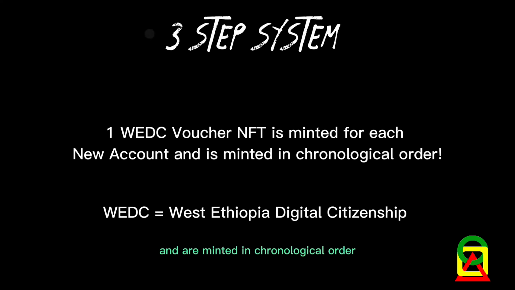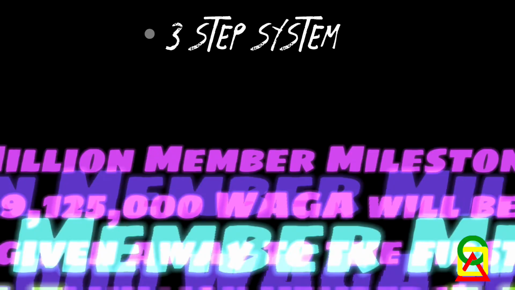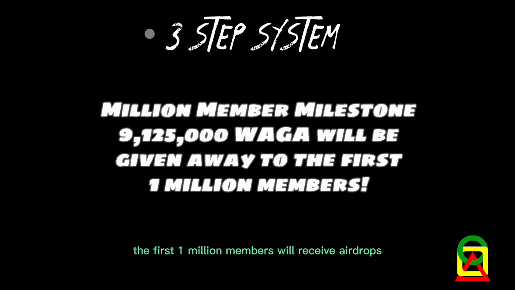in chronological order. This NFT allows the holder to log in to the corresponding web UI back office of the TryUnity decentralized application. This also means, if a new member decides to send this NFT to another address, the new address that receives this NFT will then be the address connected to the account. Additionally, the first 1 million members will receive airdrops of WAGA tokens.